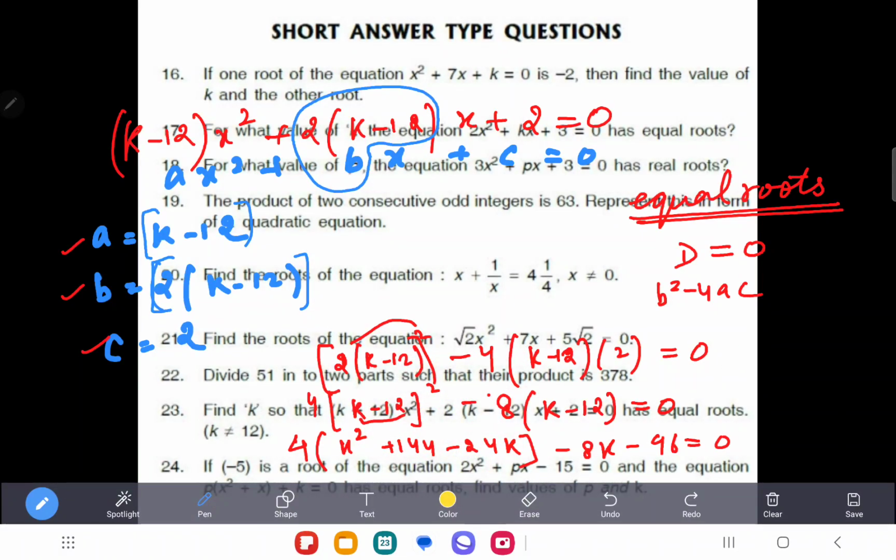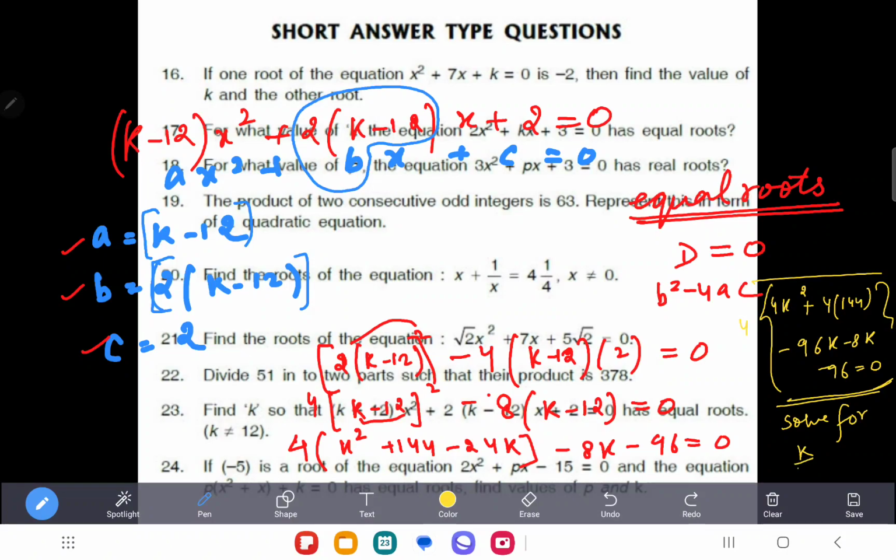Okay, so you will have the equation like this. You will have 4k square plus 4 times 144 minus 96k minus 8k minus 96 is going to be 0. So this is the quadratic equation that you have. Okay, and this shall be your answer. Are you understanding the point? Okay, so this is the concept. Understood or not? And then just solve for k. Solve for k by applying the quadratic formula and you will get the value of k.